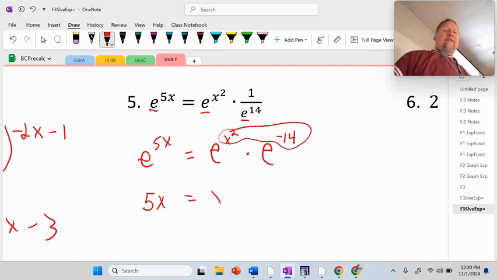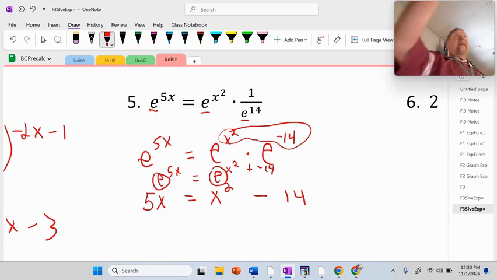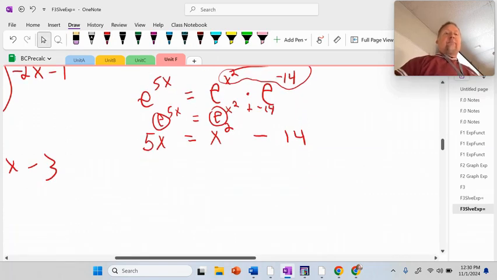I don't know why I was throwing a negative there. And then x squared minus 14. You do add those exponents, then you drop the e's. The step I'm skipping is writing this one. You take these exponents and add them. And now e to this power equals e to that power. The powers equal. You drop the e's because sine of x equals sine of whatever, x equals whatever. Log of x equals log of whatever, x equals whatever. E to this power equals e to that power only if this power equals that power.